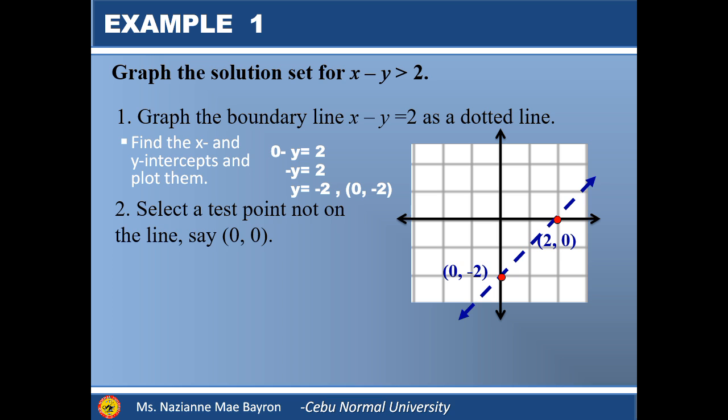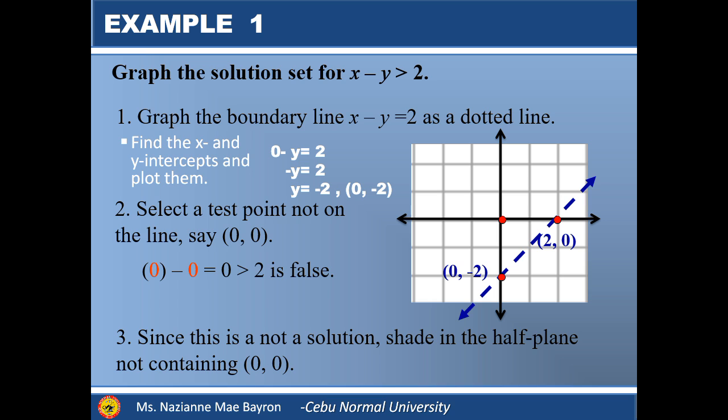Next, select a test point not on the line, say (0, 0). Use (0, 0) as a test point since it can be easily determined and plotted. 0 minus 0 is equal to 0. 0 is greater than 2 is false. So, since this is not a solution, shade the half plane not containing (0, 0).